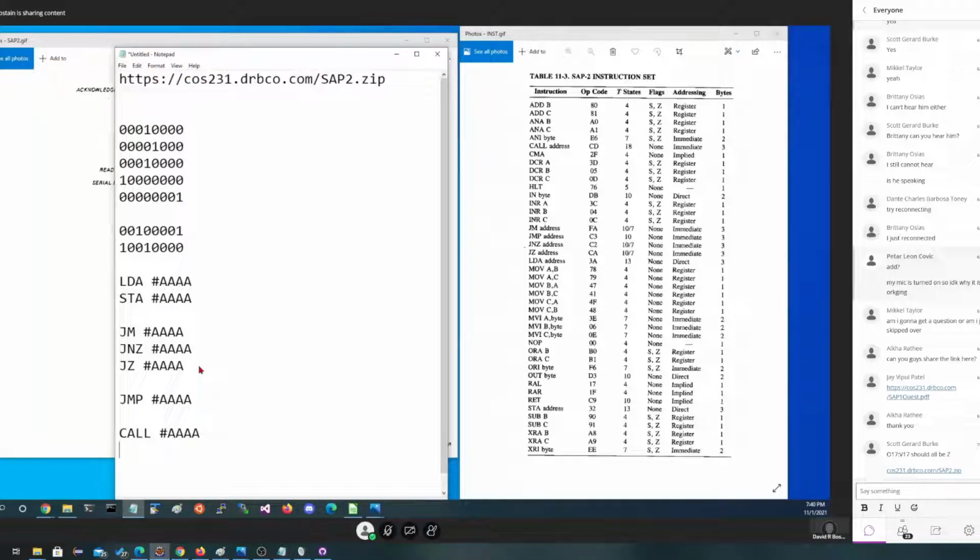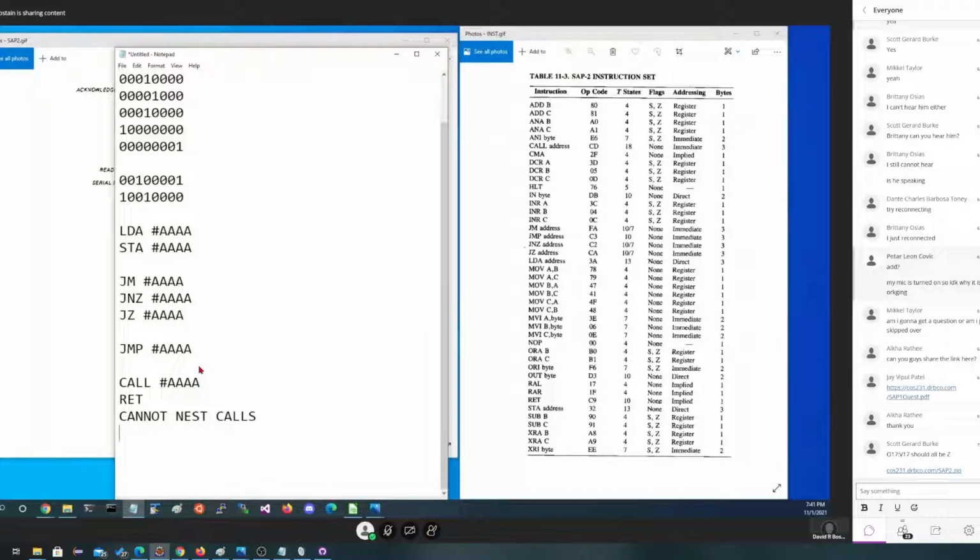Call saves the address of the instruction right after the call, and it'll let you return to it later if you ever specify a return instruction. So call and return go together. On this machine, you cannot nest calls, meaning you can't call somewhere while you're calling somebody. We'll do that a lot in high-level languages and in other assemblers, but for this particular machine, it only lets you do one level of calls.